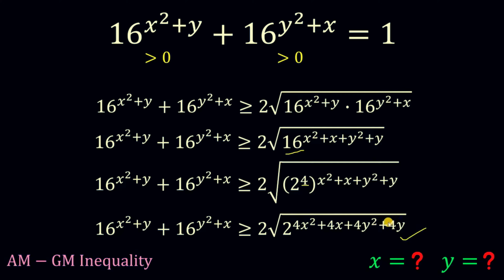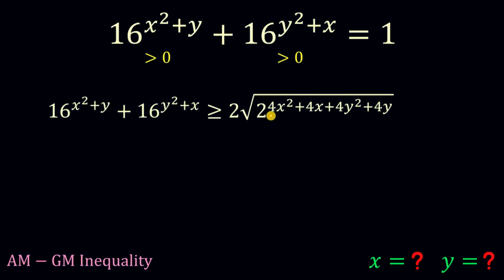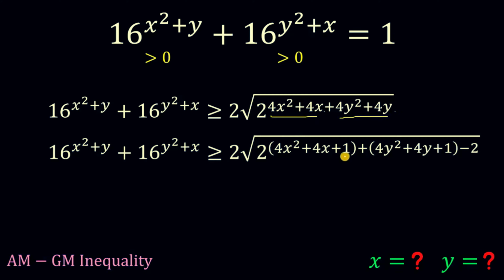Alright, now let's focus on this result. Another thing to notice here is this 4x squared plus 4x and 4y squared plus 4y. If we add 1 to each, they become perfect square trinomials. So why not? Let's add 1 to these 2 terms, and add 1 to these 2 terms, and then subtract 2. So 1 plus 1 is 2, then minus 2. We add 0.